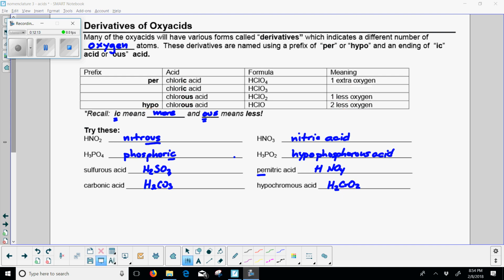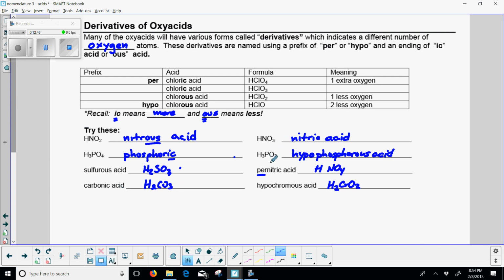Okay, let's see how we did. So this one here, it's nitric acid, but we're missing an oxygen, so we use nitrous acid. So we should have acid at the end over here. So acid. Over here, sulfurous acid. Again, we're missing 1 oxygen, so this would be H2SO3. I forgot this one. Phosphoric, this is a regular one. Carbonic, H2CO3 would be regular. This one is regular, HNO3, nitric acid.